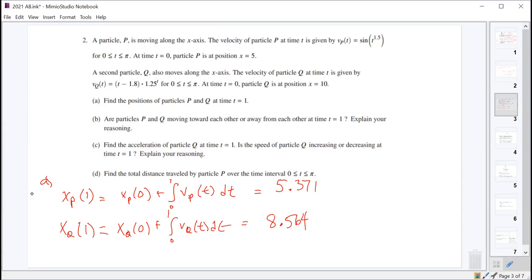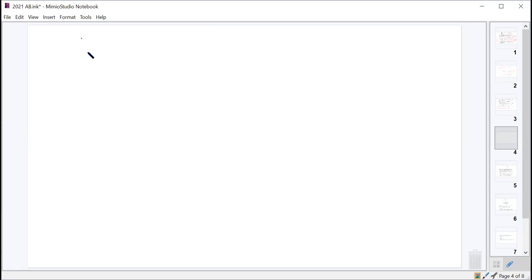All right, part B. Are they moving toward each other or away from each other at time t equals 1? Well, in order to figure that out, we need to know which direction they're moving. So we need to figure out v sub p at 1 and v sub q at 1. So v sub p at 1 is equal to what?